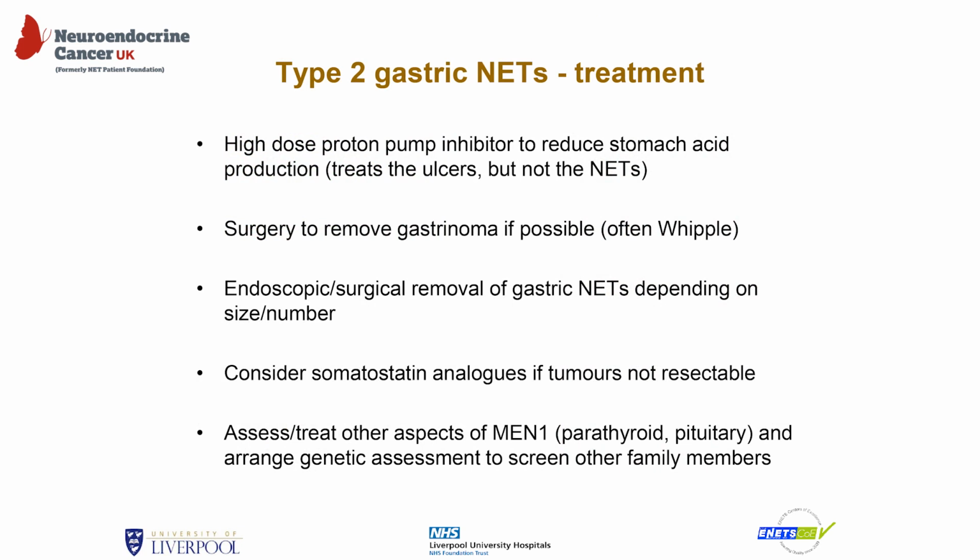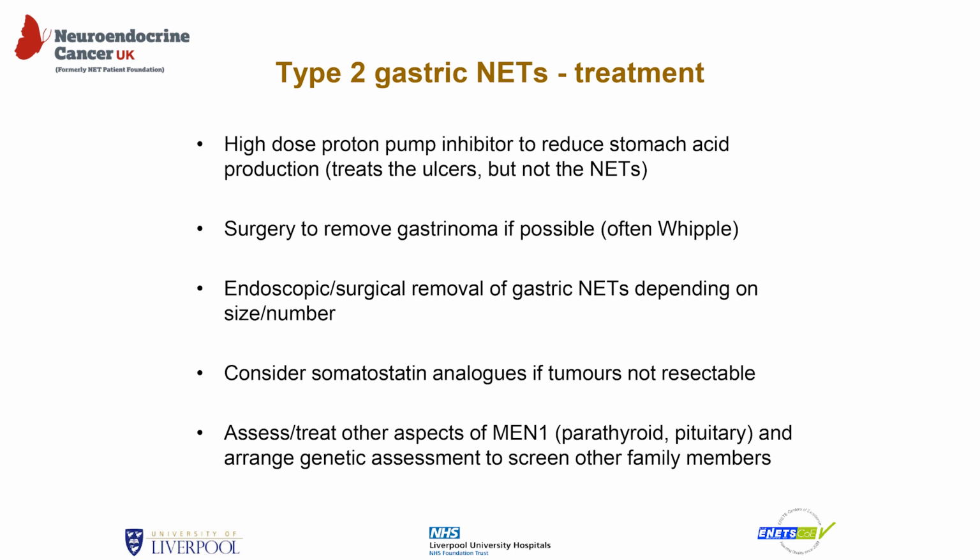So what's the treatment of type 2 gastric neuroendocrine tumours? Well, the first thing you need to do is to put the patient on high doses of proton pump inhibitors. These are drugs like omeprazole that you will probably be familiar with, and they will lead to the stomach producing less acid. This treats the ulcers but doesn't do anything for the underlying neuroendocrine tumours. But it is important to have healed ulcers before embarking on any other treatment.